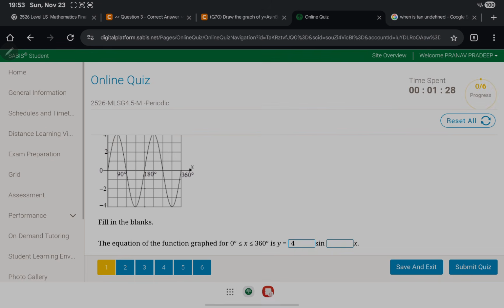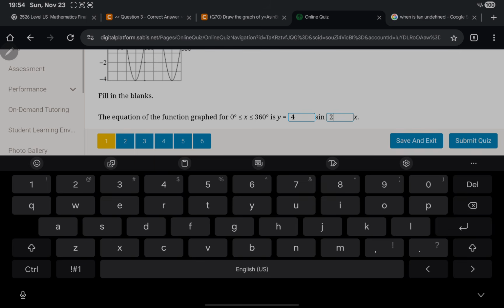And the period, you have to divide 360 degrees by 180, the period given, and you're going to get 2. So basically what comes after sine x, you have to multiply that by 2 based on what period you have. So sine 2x.